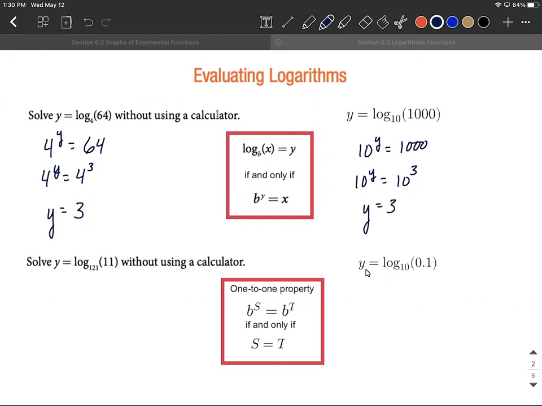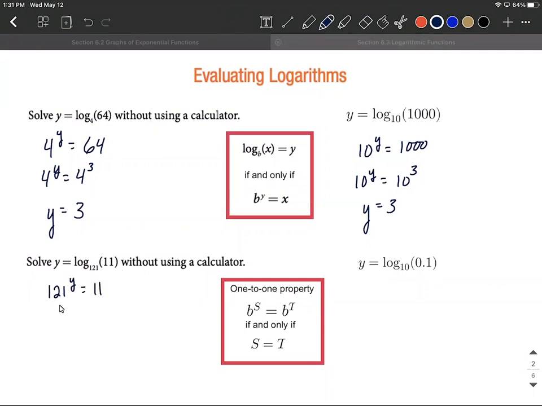Y is not always going to equal 3. Let's take a look at a couple more difficult ones. Same process, but a little bit different. We may have to use our exponent properties to get through this. Looking at this next one, what we have is y equals log base 121 of 11. In exponential form, this will be 121 raised to the y power equals 11.